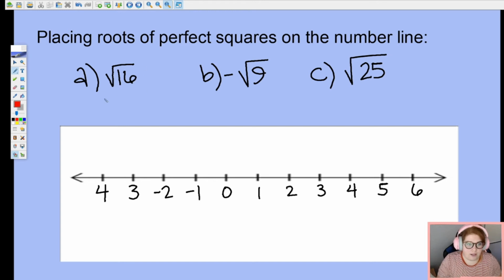If you said 4, awesome. We know that 4 squared is 16. So this is the same thing as 4. So I can put a dot right here and say that this is the same thing as the square root of 16.